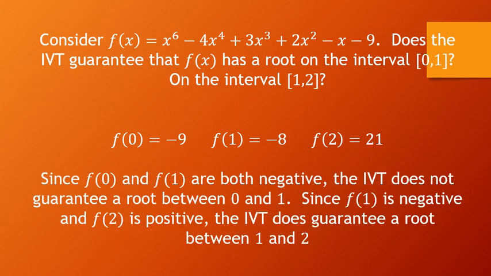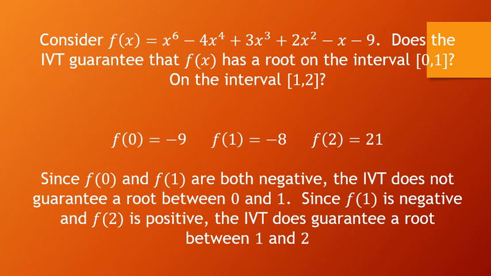So our first sentence here, exactly what we just said: since f of 0 and f of 1 are both negative, the IVT does not guarantee a root between those two x values. If we look at the interval 1, 2, we see that f of 1 is negative and f of 2 is positive. These things are not the same sign. So when your quantities are not the same sign, when one's negative and the other one's positive, the IVT does guarantee a root between those two x values. So the IVT does guarantee a root between 1 and 2. This is just one of the more common uses of the IVT here.